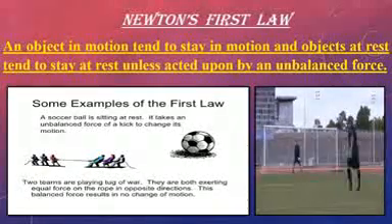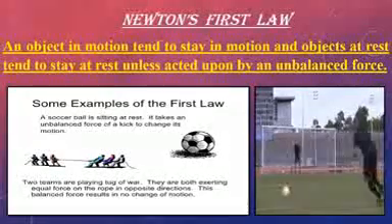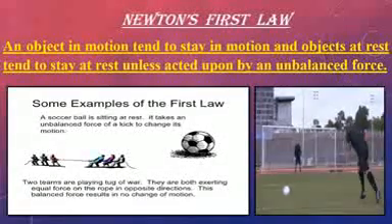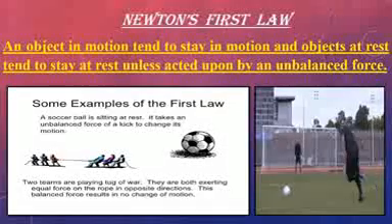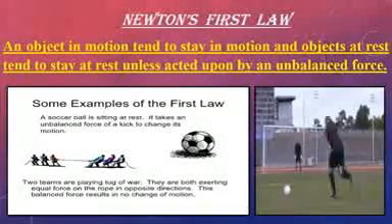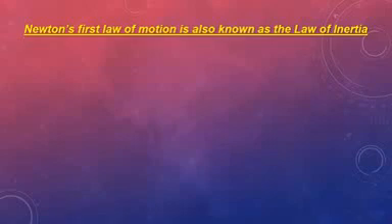Two teams are playing a tug of war. They are both exerting equal force on the rope in opposite directions. This balanced force results in no change of motion. Newton's first law of motion is also known as the law of inertia.